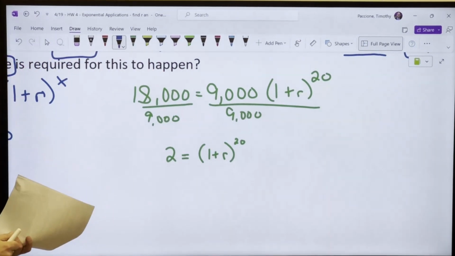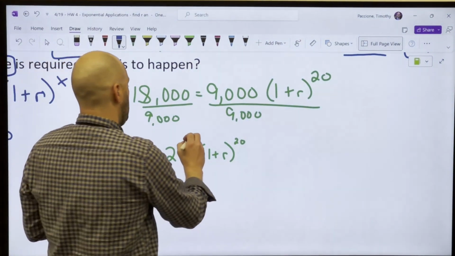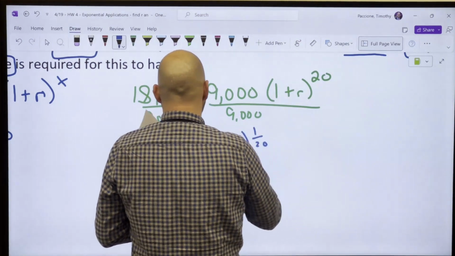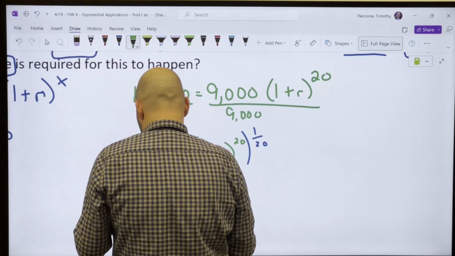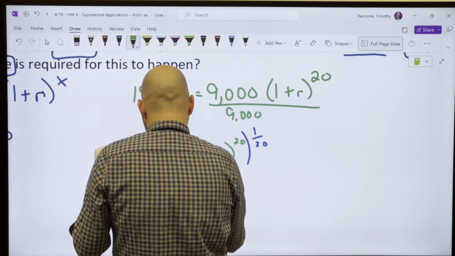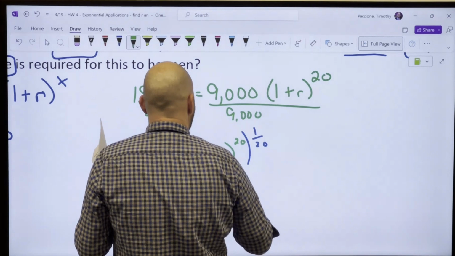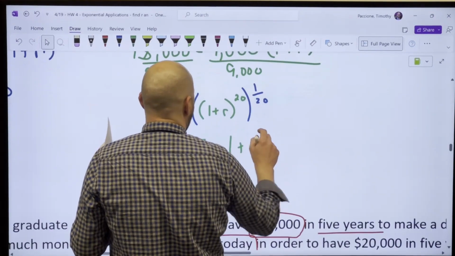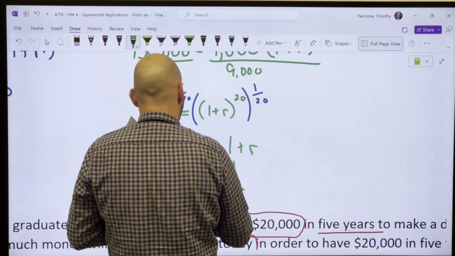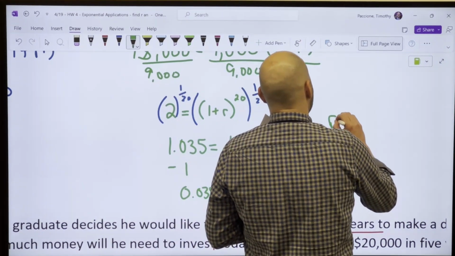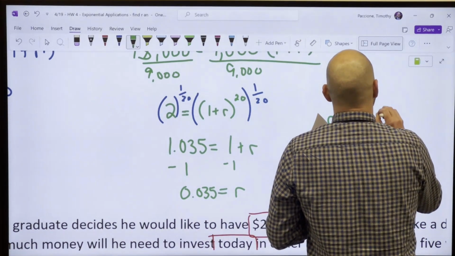I need it to not be to the 20th. To get rid of the 20th, I raise both sides to the 1 over 20. On the left side, 2 to the 1 over 20 is about 1.035. And on the other side, I have 1 plus r. Minus 1 on both sides, we get r equals 0.035. So if we were to tell this guy the rate he should ask the bank for, what would we say? 3.5%.